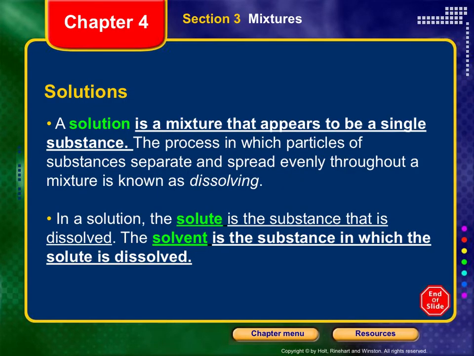Okay, so now we're going to go to a type of mixture, specific type of mixture. So the mixture is sort of the overall idea on the idea chart, right? So now we're going down and we're going to talk about solutions, which is a type of mixture. So it's a mixture that appears to be a single substance. So what that means is it appears to be all the same, even though there's a bunch of different ingredients in it. Okay, so I'll read what it says here: the process in which particles of a substance separate and spread evenly throughout the mixture is called dissolving. So when you have a solution, something has been dissolved into a liquid or into a substance.